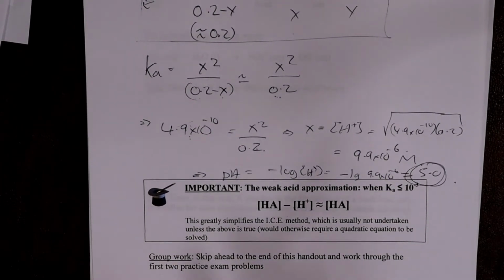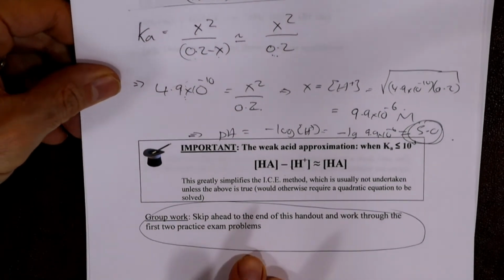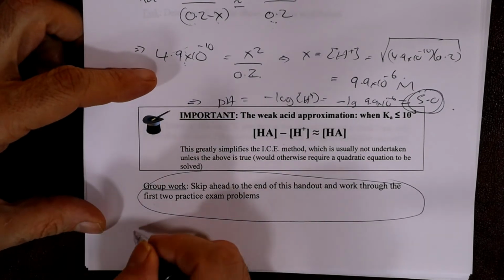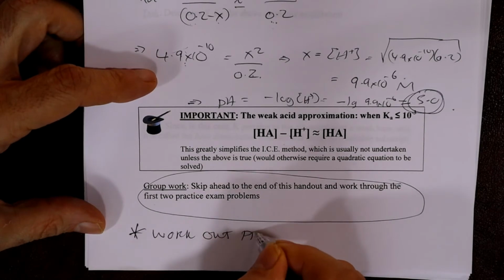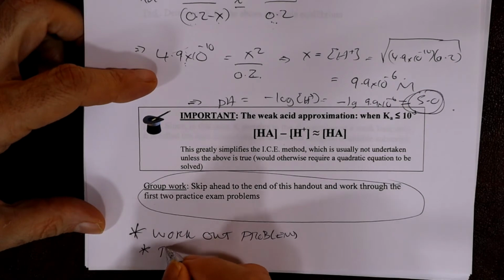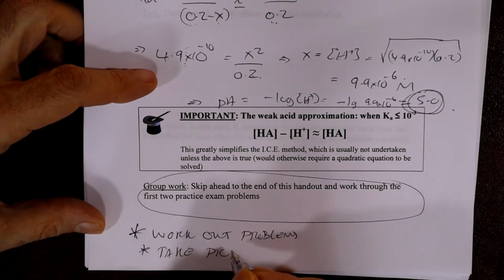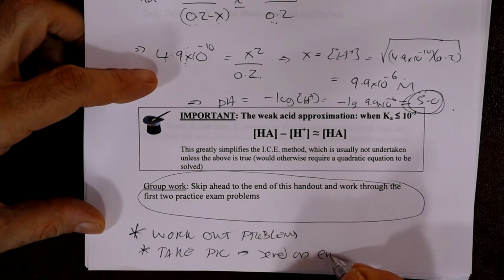Now it says group work. We've got a couple of old exam questions on this. What I'm going to do, which is kind of neat, is assign this for a little bit of extra credit homework. Work out the problems, take a picture of all your work on your page, and then send it as an email attachment.